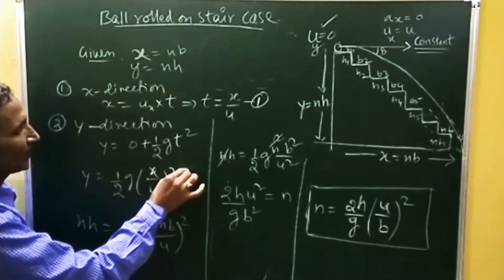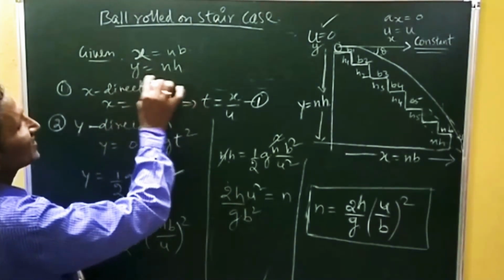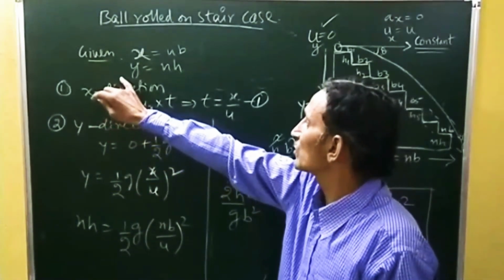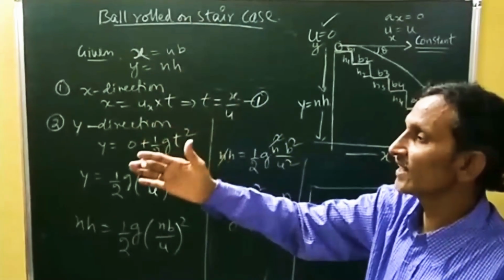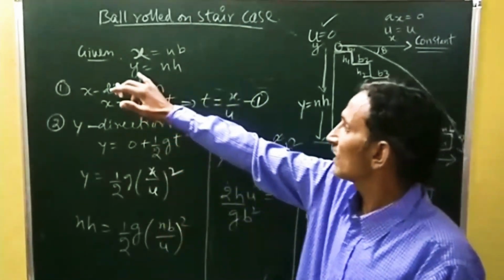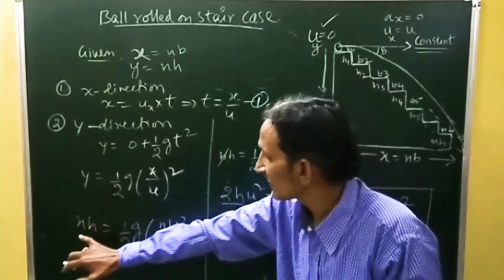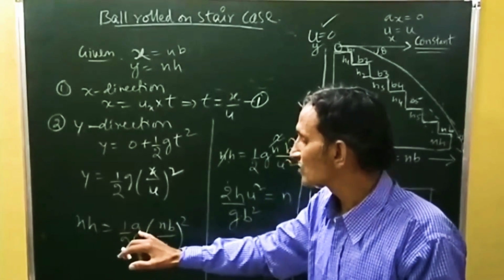Now, in this equation, what is the y displacement of the body? y is equal to n times the total height: first height, second height, third height, n number of times. So in the place of y, we write n times the height, is equal to half g.